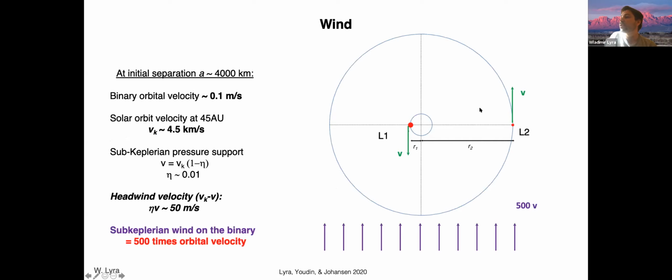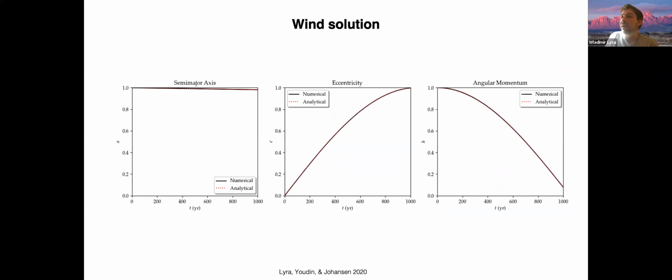So these objects are not just orbiting in the disk and suffering drag as they orbit. They're also embedded in the sub-Keplerian wind of the disk from the pressure gradient. And this wind is usually of speeds of like 50 meters per second. Sounds low, but it's actually very high compared to the orbital speed of these low mass objects, which is about 0.1 meter per second. So the wind is actually 500 times quicker than the speed that these objects are orbiting each other. So it ought to play a role.